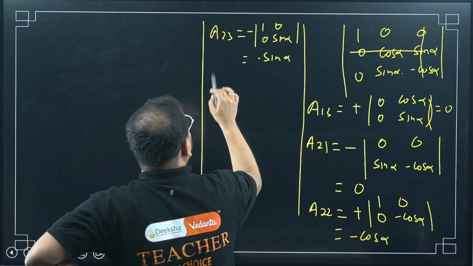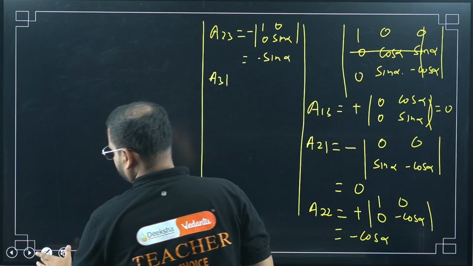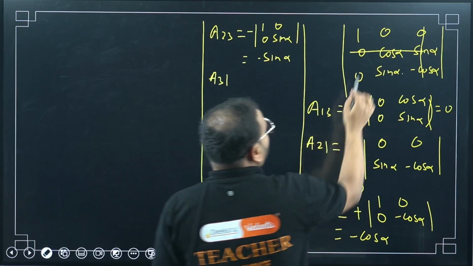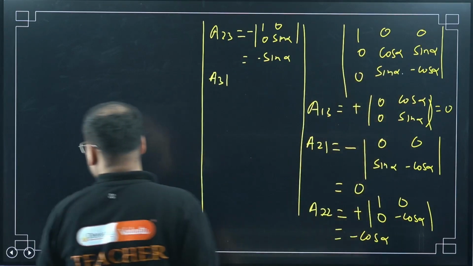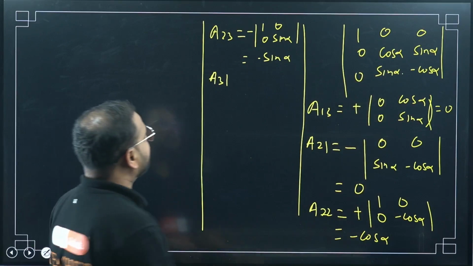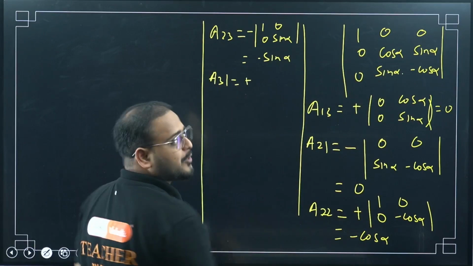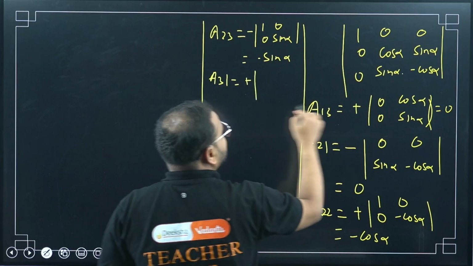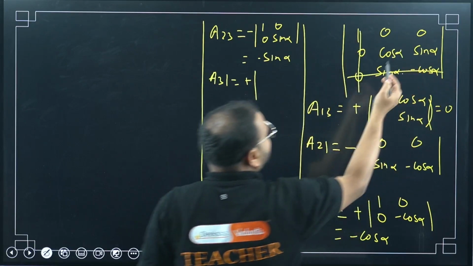Okay, now what will I do? A31. I know it's taking time, sir. What can we do? It will take time. I have to explain this and write the matrices. So A31 will be what? Positive, because 3 plus 1 is positive. Which element is A31? This and this. Please check here.